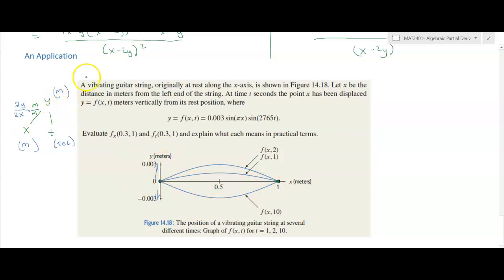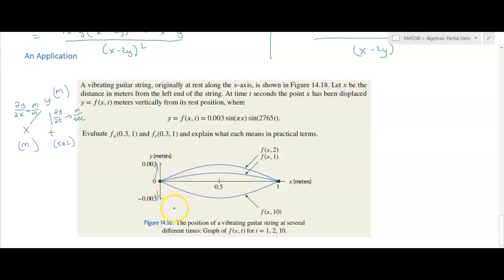And here we'll also have dy dt, and this will be in units of, y is in meters of height, t is in measure of seconds. So this can be thought of as how fast the string is oscillating at any given point. So at time t seconds, the point x has been displaced that many meters vertically from its rest position. That's the up and down.